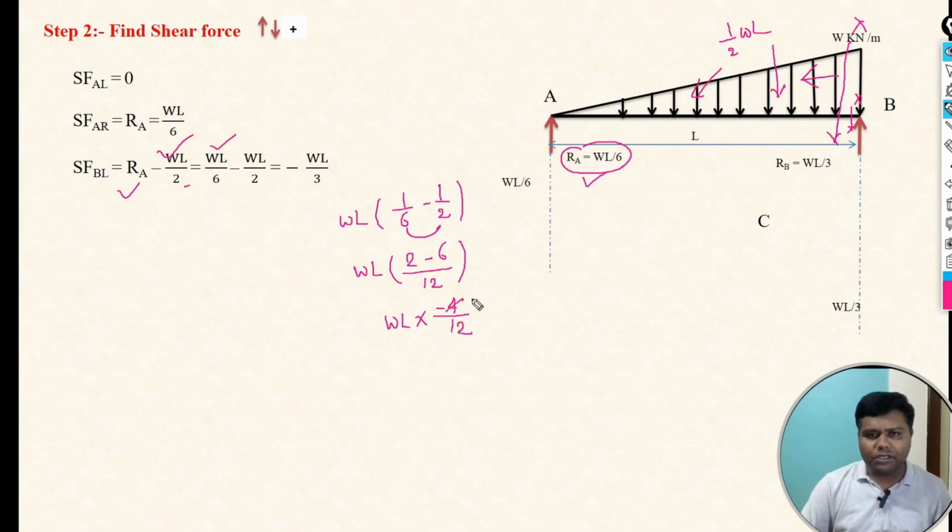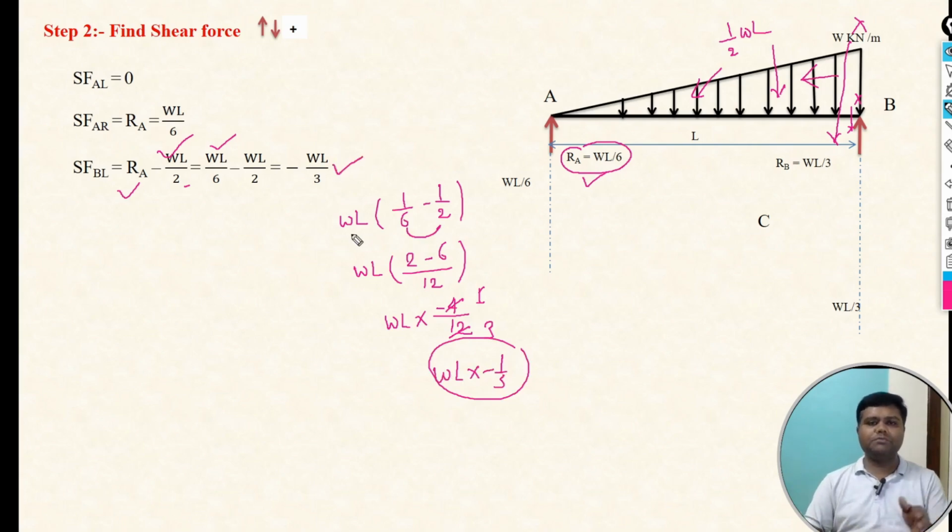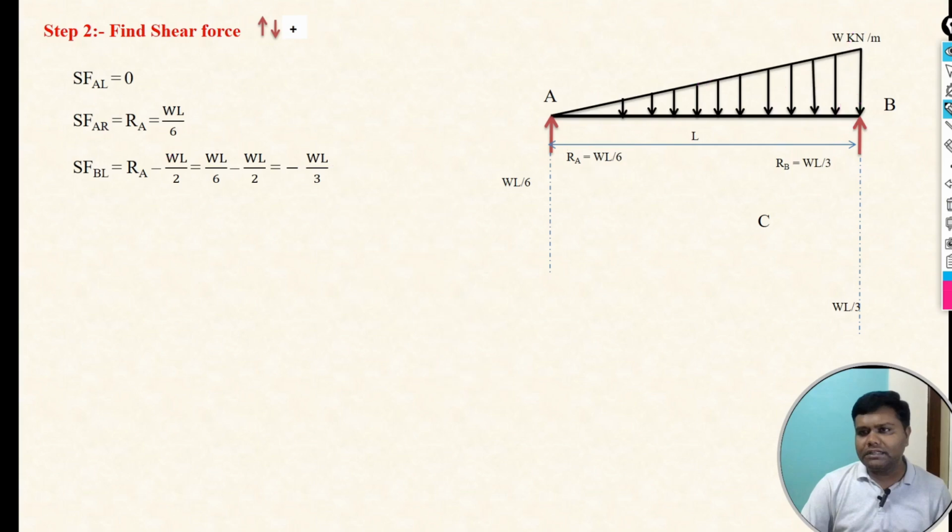Again we have to solve it. 4, and 4 3s are 12. So we can consider WL into minus 1 by 3. We can write this equation as minus WL by 3. It means on the left of B, the shear force is minus WL by 3.